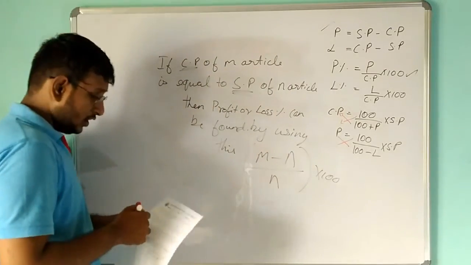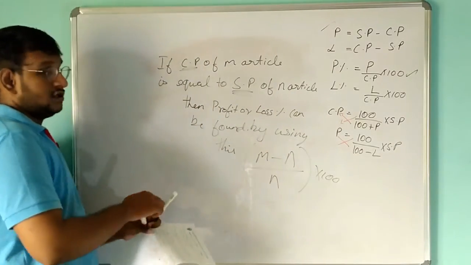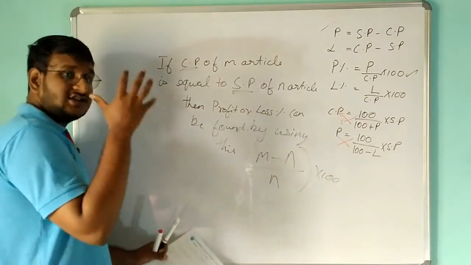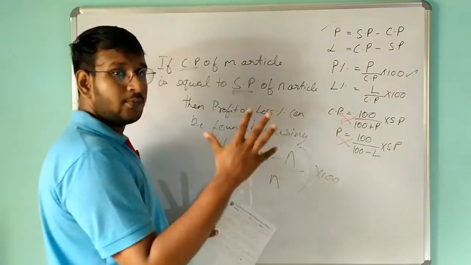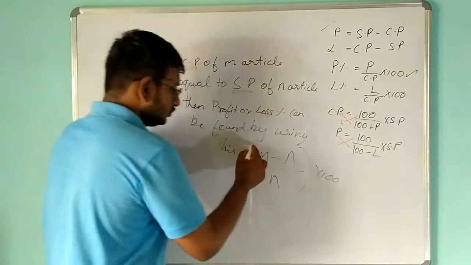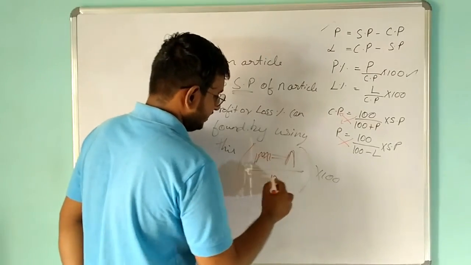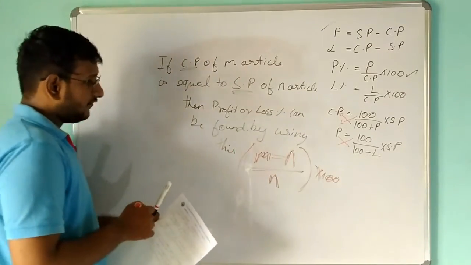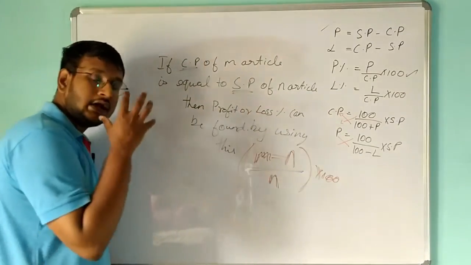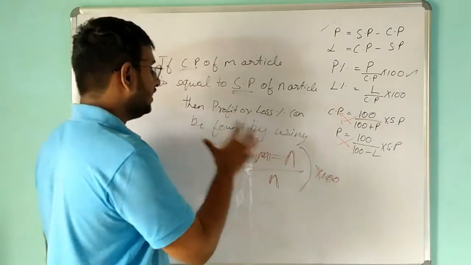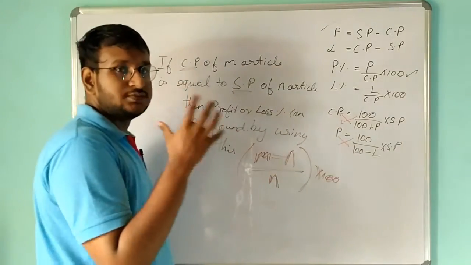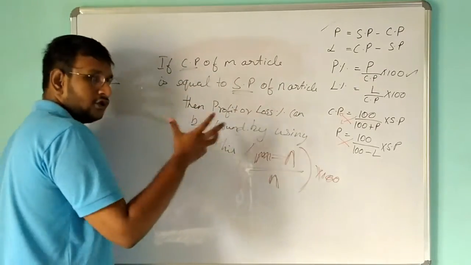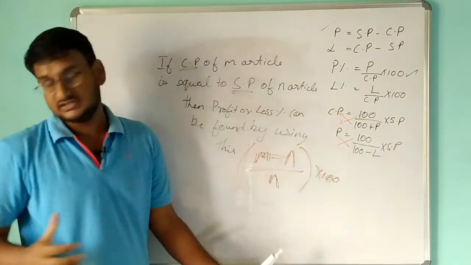So if you use this formula, you can find what is the loss or profit by selling like this. Okay, by doing a transaction where the cost price of M article is equal to the selling price of N article. So M minus N divided by N into 100. Use this formula, you can find what will be the profit or loss while doing a transaction like this. If you use this formula, we know what is the profit percentage or loss percentage.